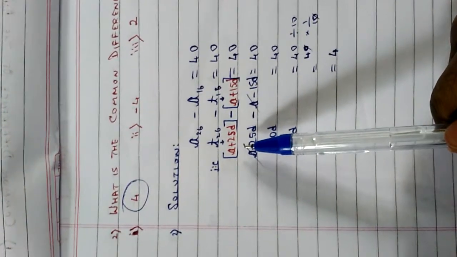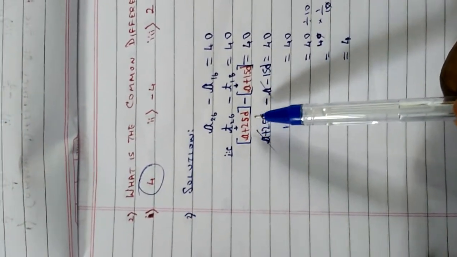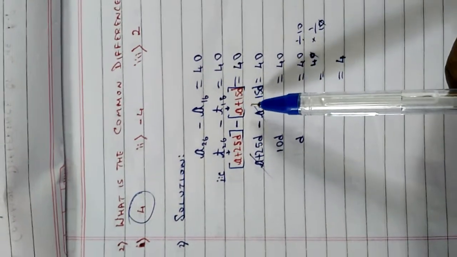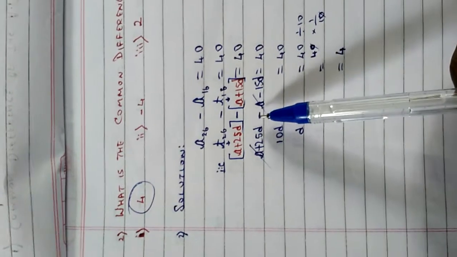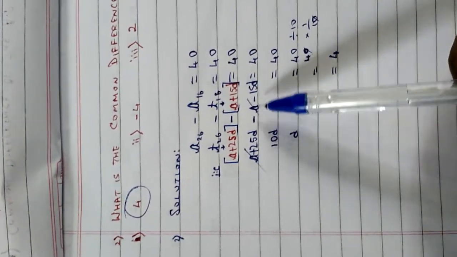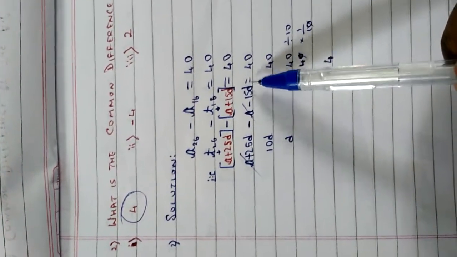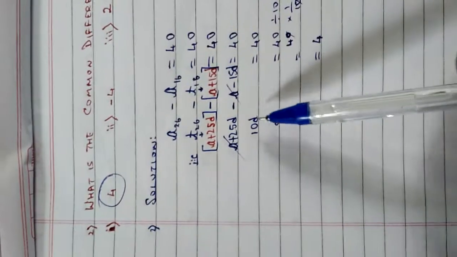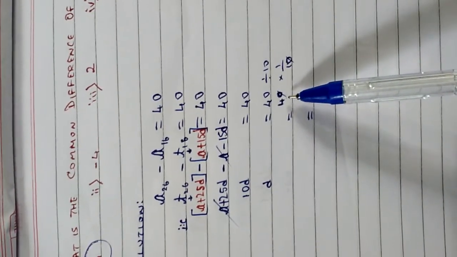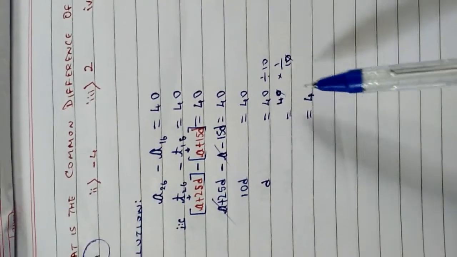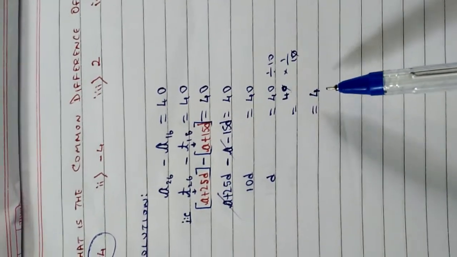The 26th term means a plus 25d and 16th term means a plus 15d. So we put them in the brackets, open the bracket, we get a plus 25d minus a minus 15d equal to 40. We solve, we get d equal to 40 divided by 10, which means 40 into 1 upon 10, which equals 4. Hence the right answer is 4.